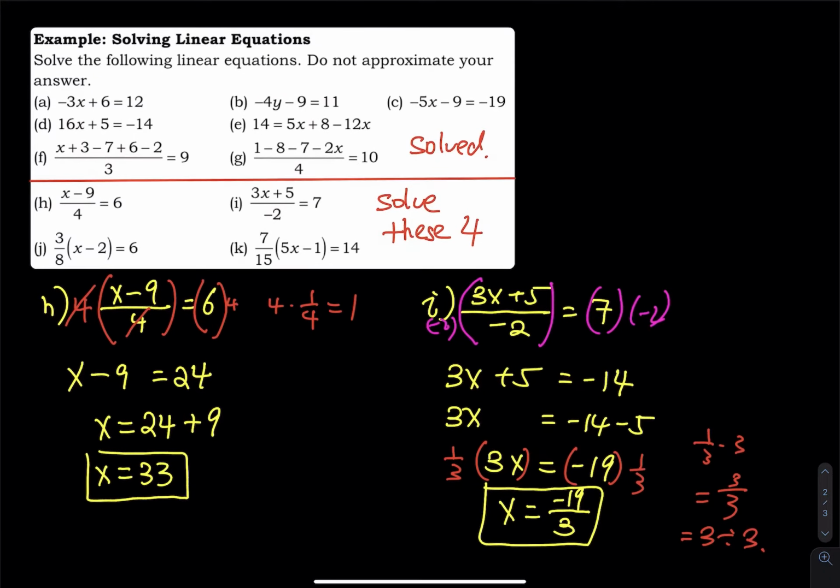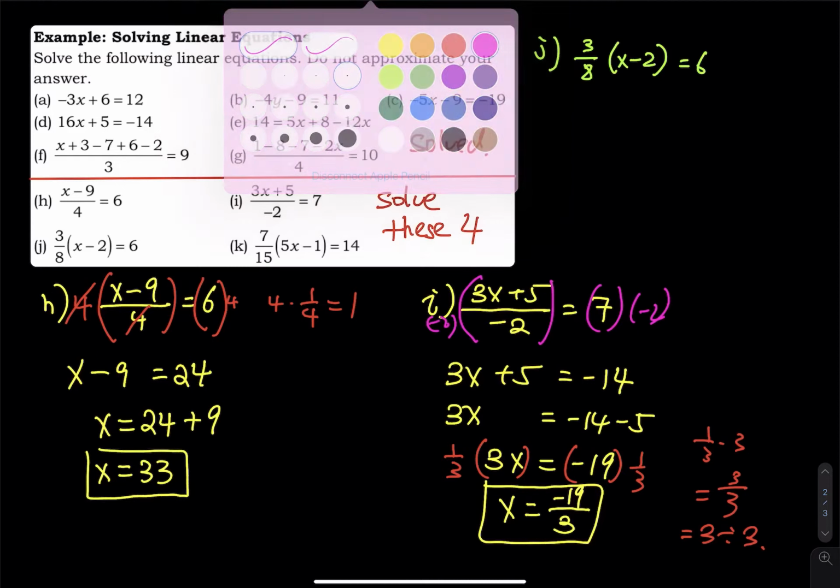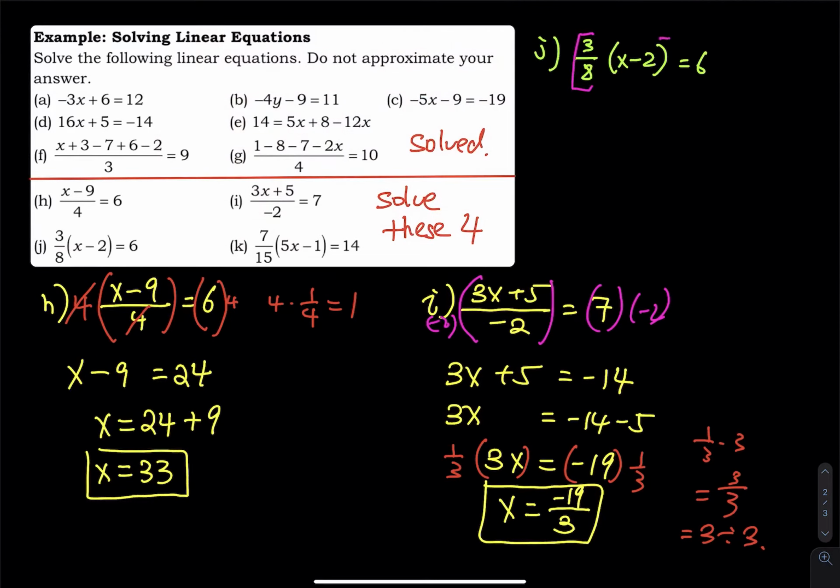Okay, so let's do j. So j, let's put j up here. We have 3 over 8, and then times (x minus 2) equals 6. I need to get rid of the 3 over 8. To get rid of that, the best way to do it is you multiply both sides by the reciprocal of that, 8 over 3, because 8 over 3 times 3 over 8 is just equal to 1. The 8 and the 3, they got cancelled. Then we have 1 divided by 1, which equals 1. And then take the same action on the right hand side.